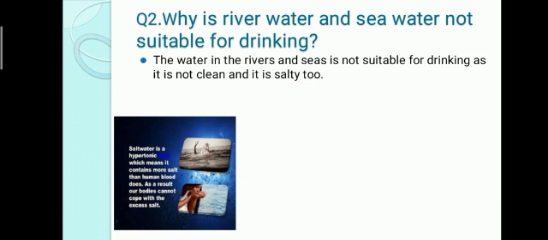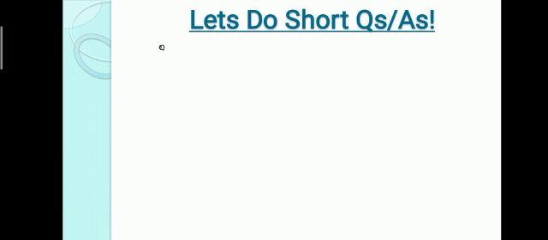You can see it here that sea water is hypertonic. Hypertonic means it contains a lot of salt in it, and our blood cannot contain this much salt as compared to the water. That is why our body cannot digest this water. Okay, so salty water is undigestible for us.